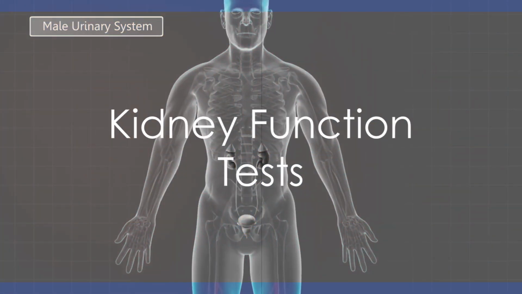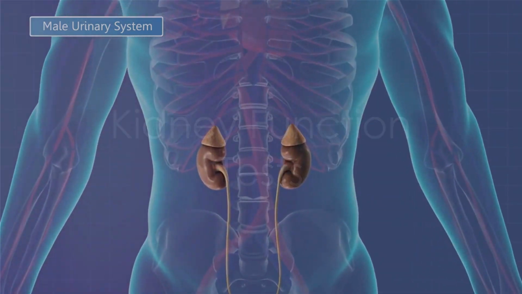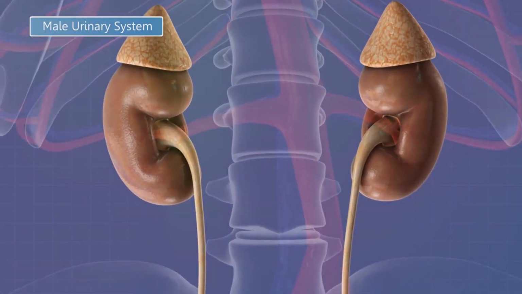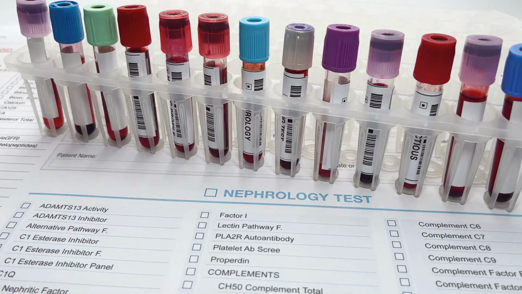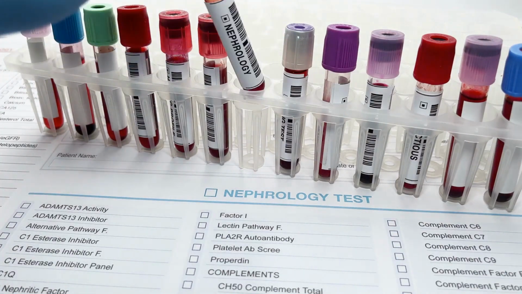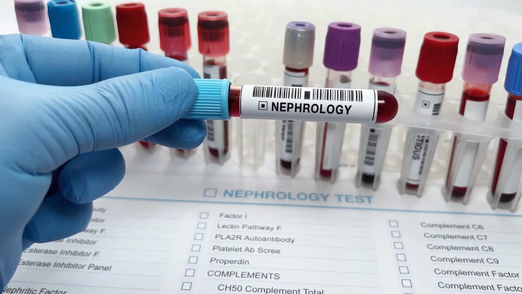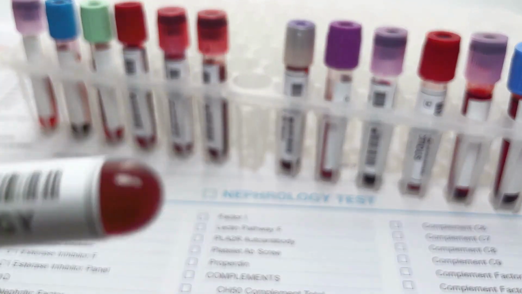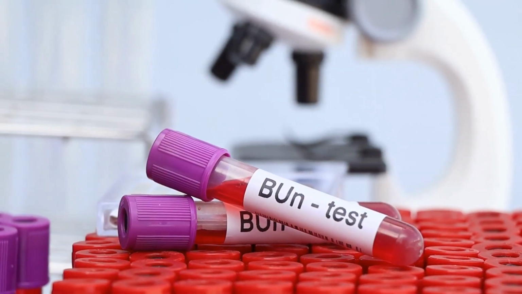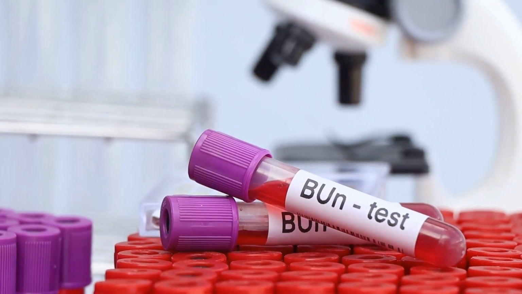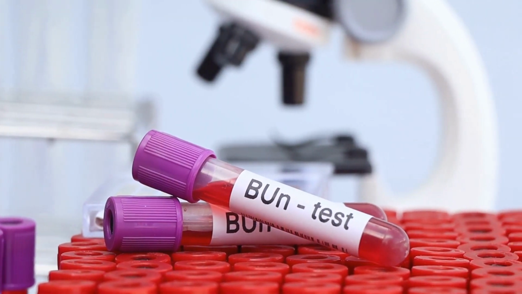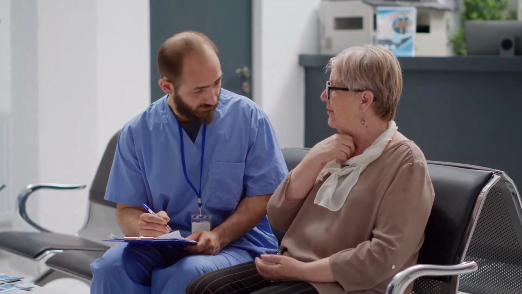Now, let's explore how the Comprehensive Metabolic Panel assesses kidney function. Four key tests in this panel focus on our kidneys: the blood urea nitrogen, or BUN, creatinine, the BUN-to-creatinine ratio, and the estimated glomerular filtration rate, or eGFR. BUN measures the amount of urea nitrogen, a waste product that the kidneys remove from the blood. Normal levels usually range between 7 to 20 milligrams per deciliter.